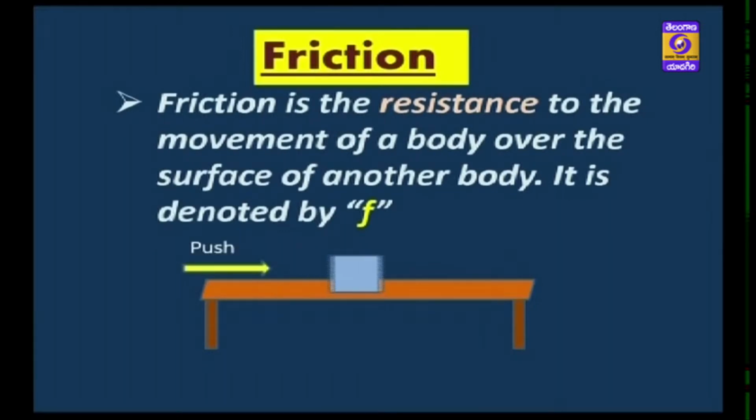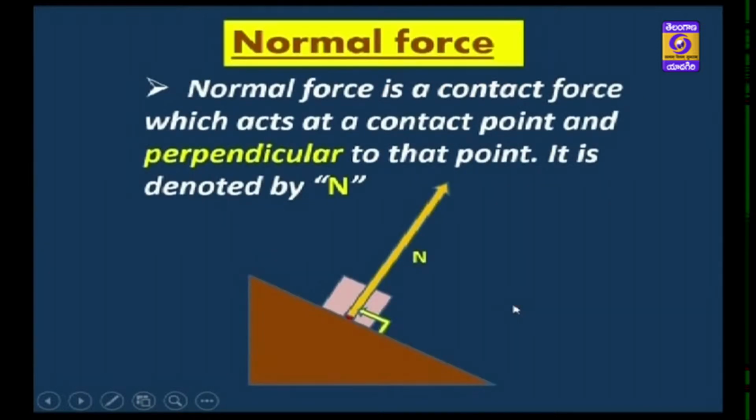See here, a push is given to the block, after some time it comes to rest. So observe here, a frictional force is developed between the two contact surfaces. Observe here, this arrow mark is opposite to the external force, meaning the frictional force is always developed opposite to the external force. And the next force is normal force.